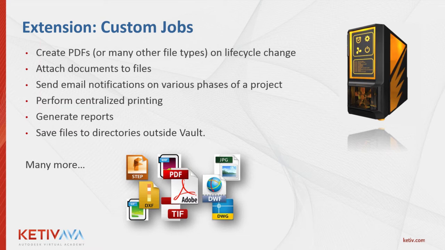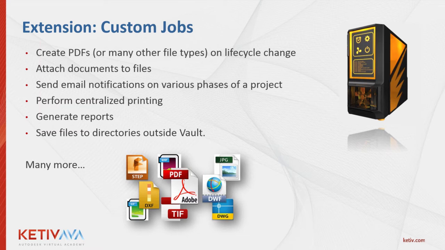So the default ECO inside Vault has some email notifications, but generally when you release a file, when you change the life cycle from work in progress or under review to release, it's not going to send an email notification. But we can do that now.